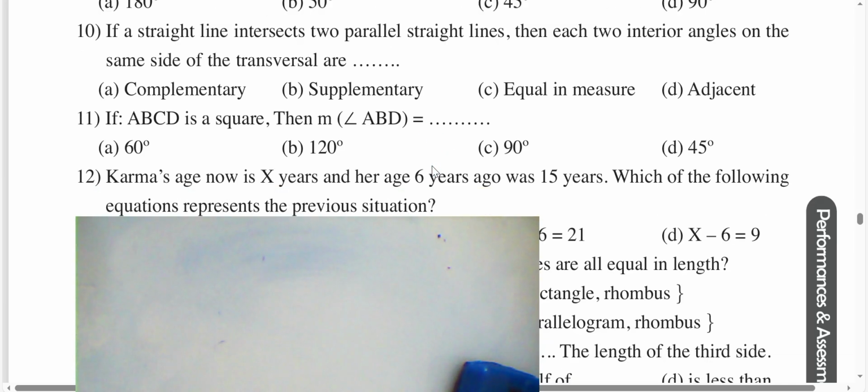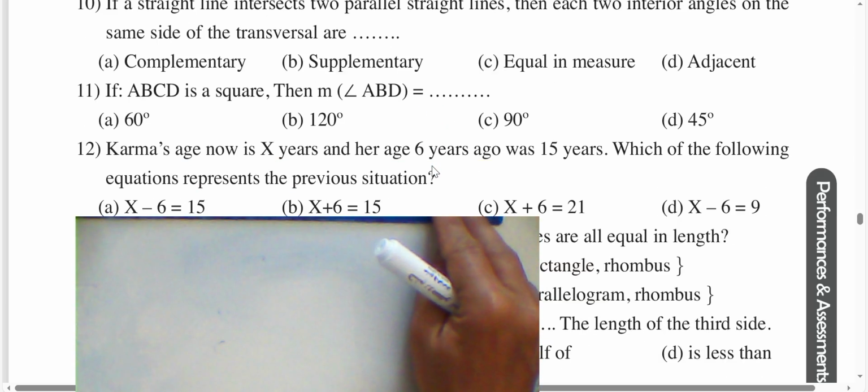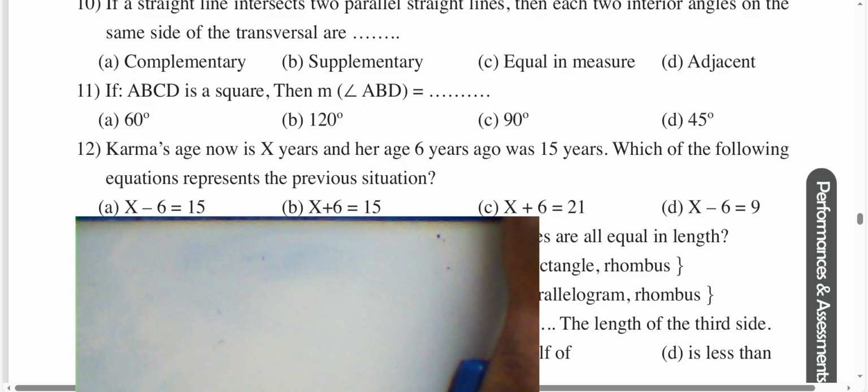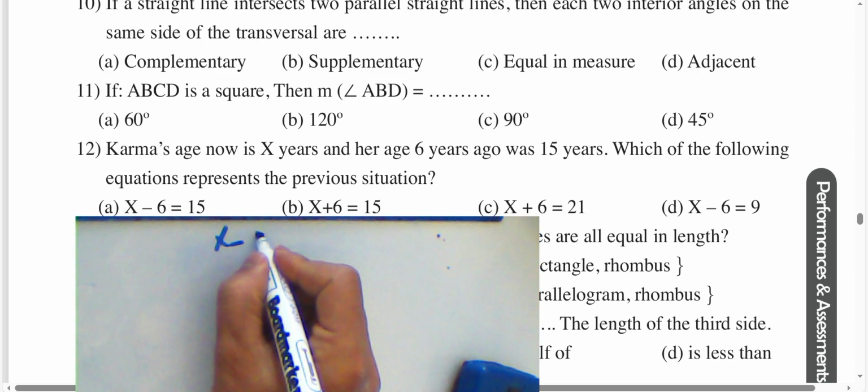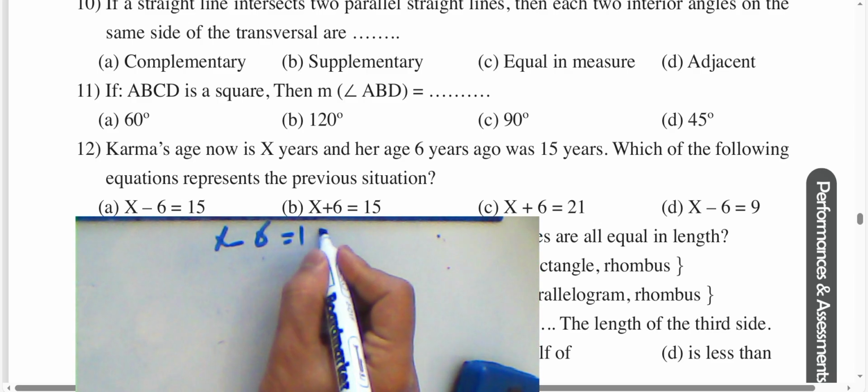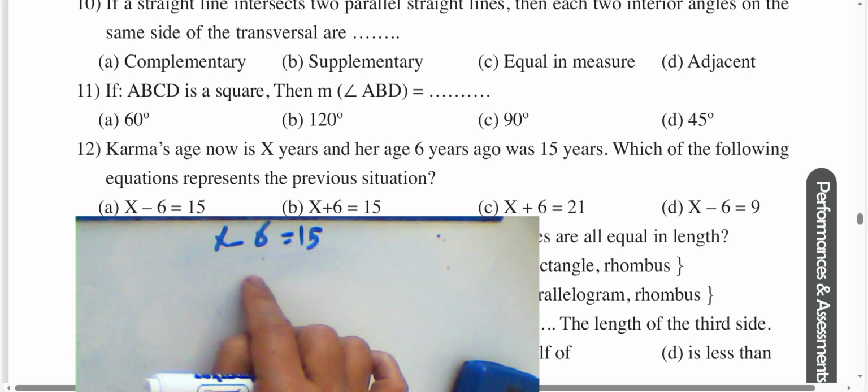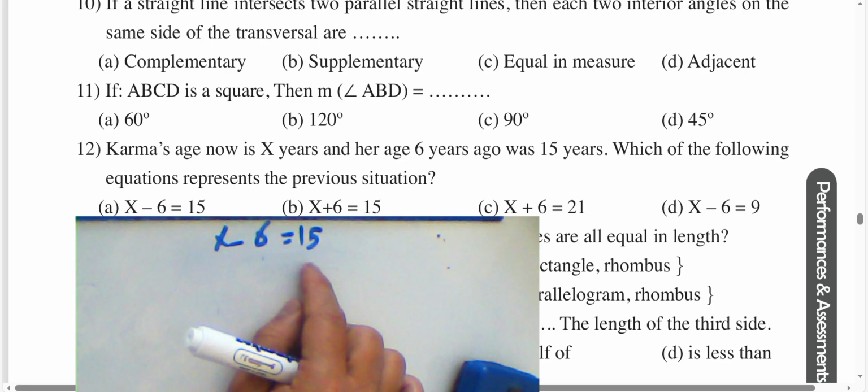Next question. Number 12. Karma's age now is X years old. Her age 6 years ago was 15. Then X subtract 6 equal 15. Okay, 6 years ago was 15. X minus 6 equal 15.